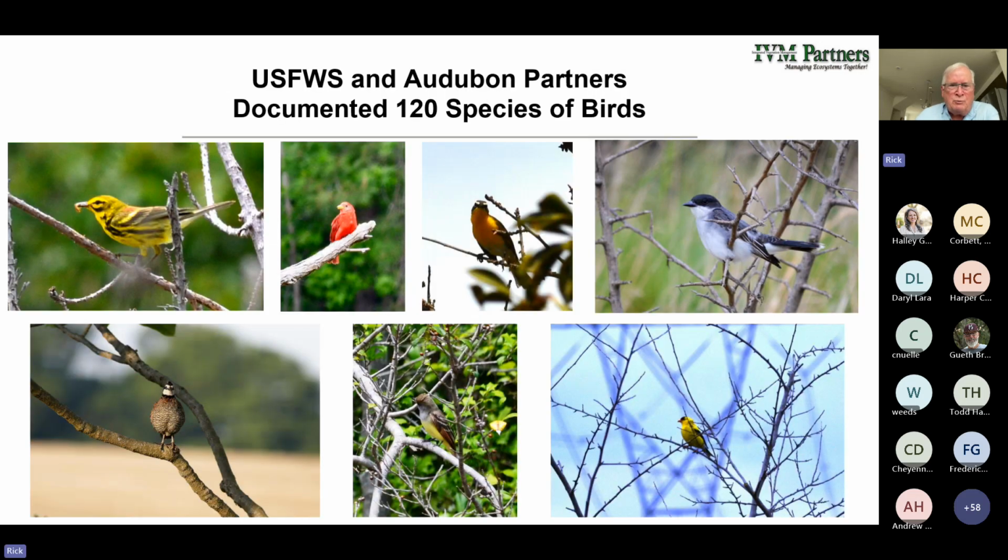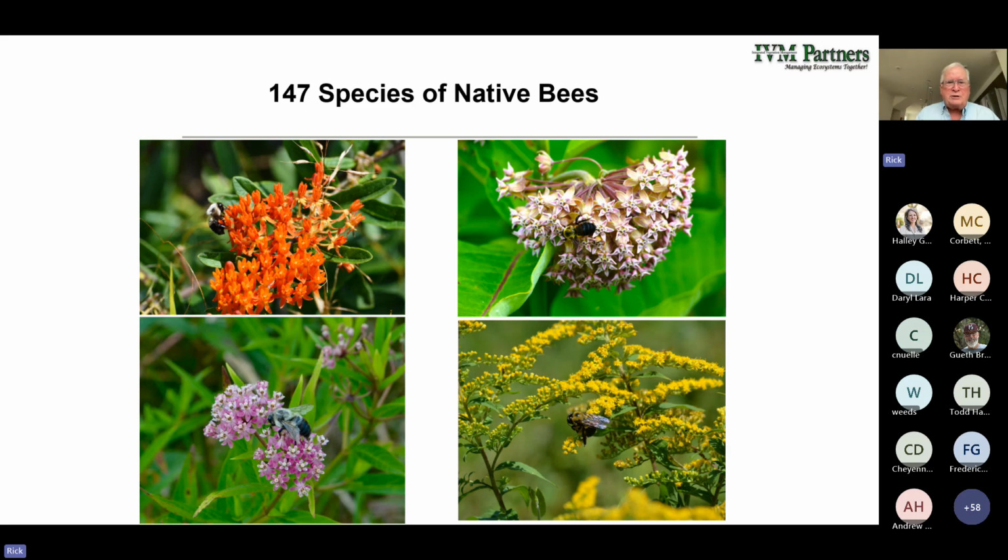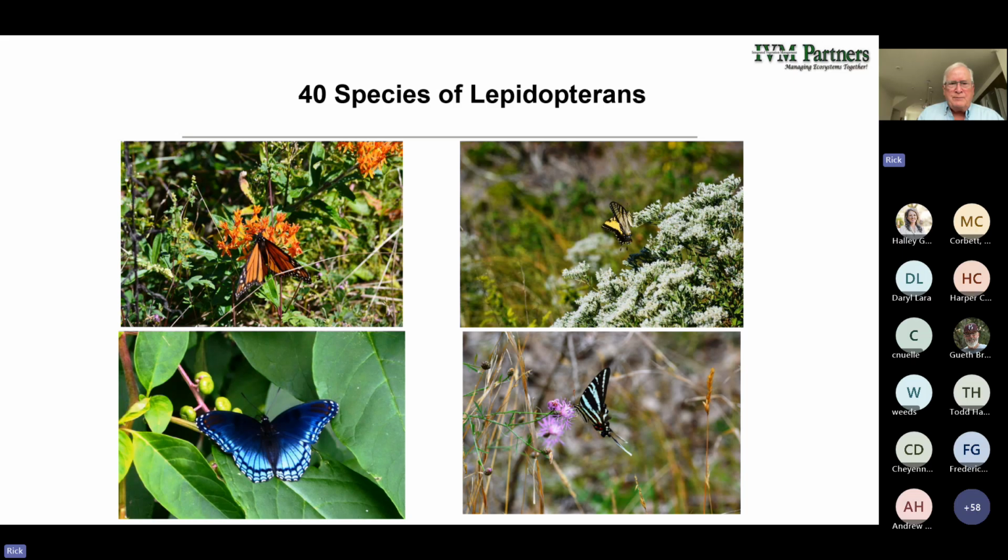But Fish and Wildlife also worked with Audubon and documented 120 species of birds, including the forest interior dwelling species, what they call FIDs. Rich Mason of Fish and Wildlife said they nest in the forest, but they come into the right-of-way to get food for their young. Young chicks can't eat seeds, but they need fats and carbohydrates, and that is the caterpillars they'll get in the right-of-way. They also documented 147 species of native bees, 40 species of lepidopterans.